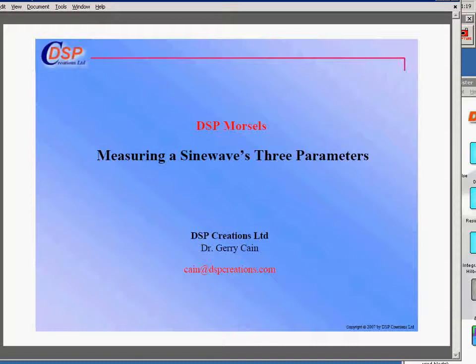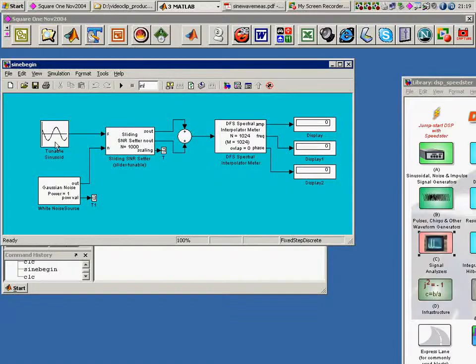I'm going to be measuring the sine wave's 3 parameters using DSP Speedster. Here's the sine wave generator. It's being contaminated by Gaussian white noise additively, and I'm able to control that mixture by setting my signal to noise ratio. The measurement block for this is this one out here, which is a DFS spectral interpolation meter.